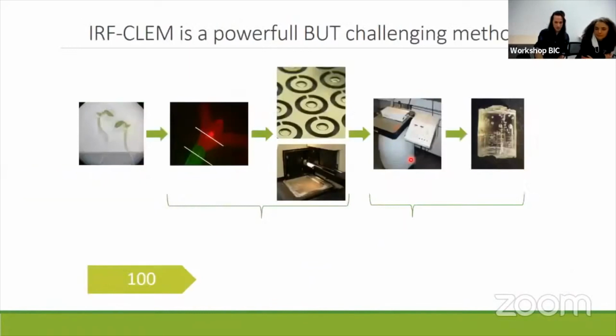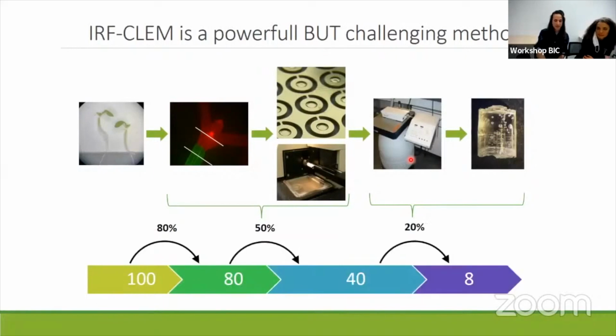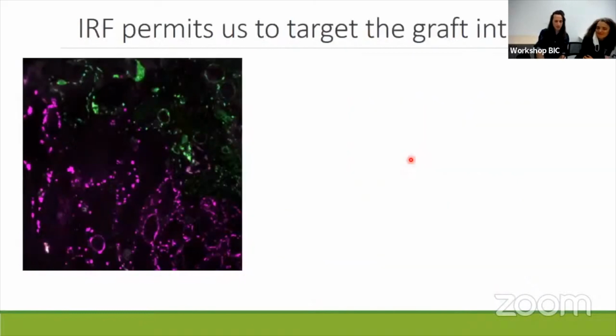So now I'm just showing a few. So remember that CLEM is very powerful but challenging. And so in our case on graft, if I'm starting from 100 samples, I'm losing samples each time. And in the end, I just have a few samples in the resin block. So always remember, don't be desperate. It's a challenging method, but it's really worth it because it can give you a very nice result.